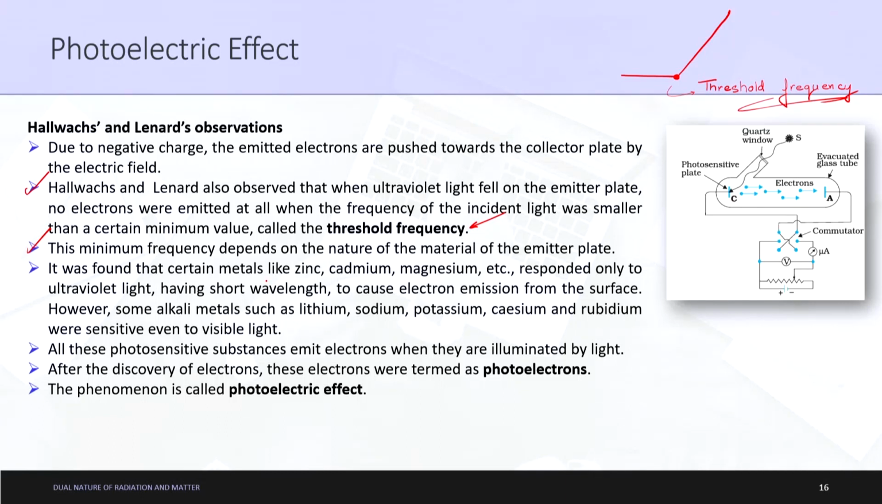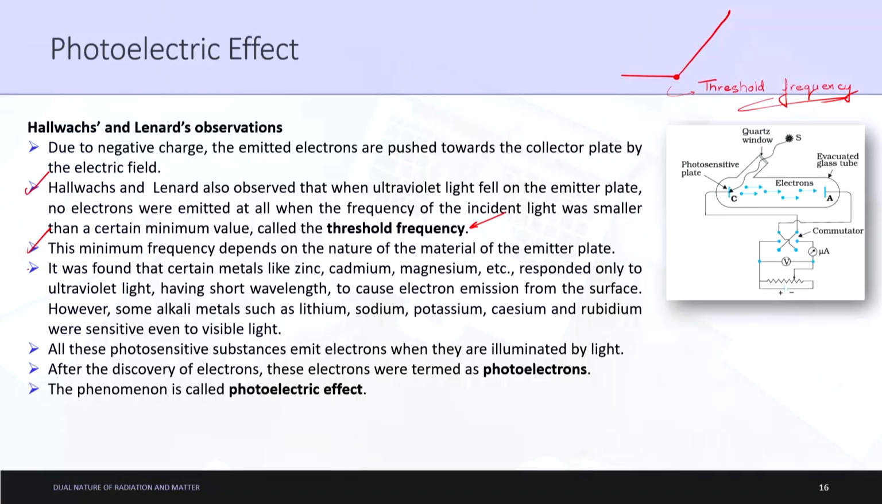So it was found that certain metals like zinc, cadmium, magnesium, etc. responded only to ultraviolet light having short wavelength to cause electron emission from the surface. However, some alkali metals such as lithium, sodium, potassium, cesium and rubidium are sensitive even to visible light. What does it mean? That the light need not be ultraviolet for these elements such as lithium, sodium, potassium, etc. Even visible light can cause electron emission from the surface of the metal and the electric current can flow through the circuit. That is what is explained here.